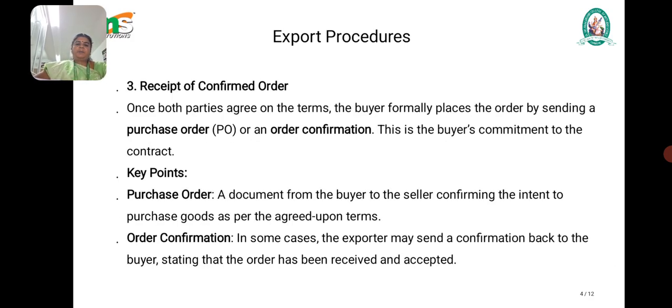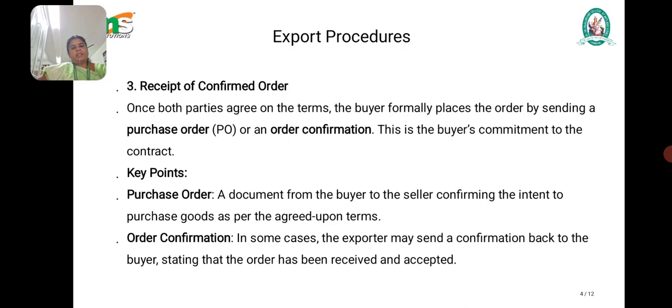Third one, receipt of confirmed order. Once both parties agree on the terms, the buyer formally places the order by sending a purchase order or an order confirmation. This is the buyer's commitment to the contract. Key points: purchase order, a document from the buyer to the seller confirming the intent to purchase goods as per the agreed upon terms. Order confirmation.